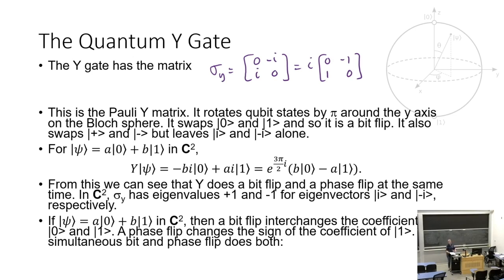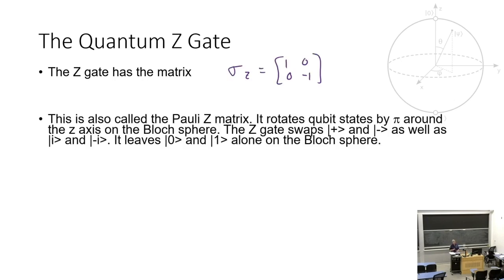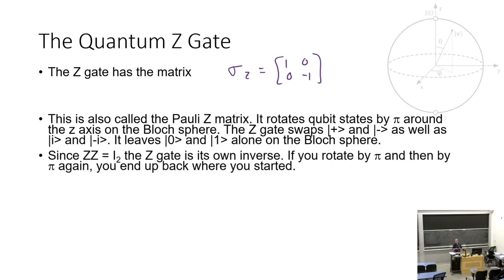All right, so what about the Z gate? The Z gate has a matrix that looks like this: 1, 0, 0, minus 1. And this is called the Pauli Z matrix, and it rotates a qubit by pi around the z-axis on the Bloch sphere. So it swaps plus and minus, as well as i and minus i, and it leaves 0 and 1 alone.